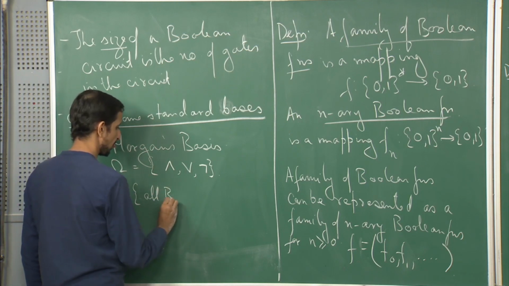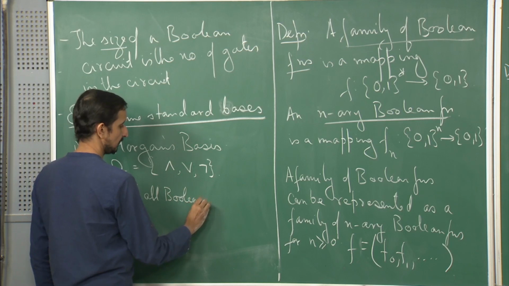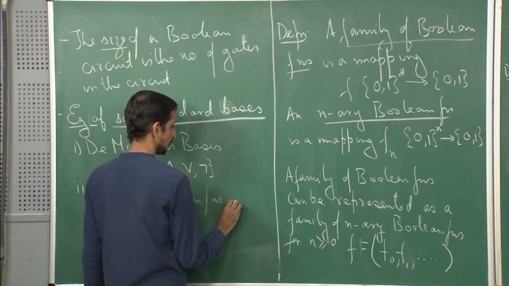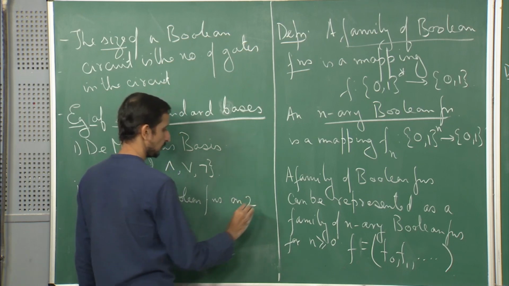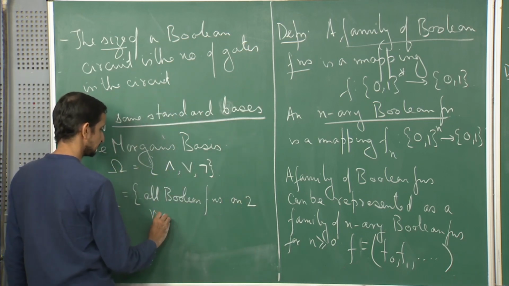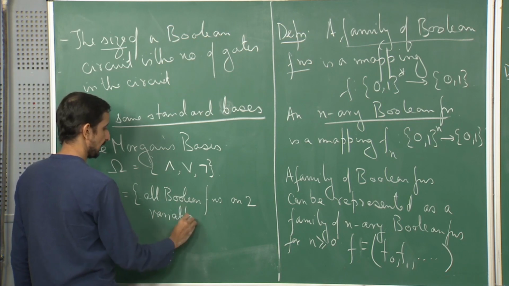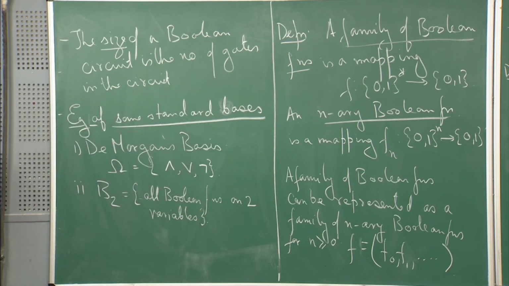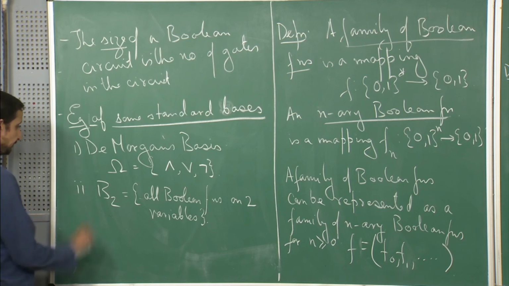all Boolean functions on two variables. And how many Boolean functions do we have on two variables? There are a total of 16 different functions. So the size of B2 is 16. So any gate can be any one of those 16 different functions.